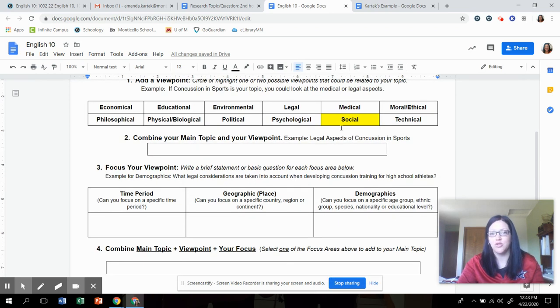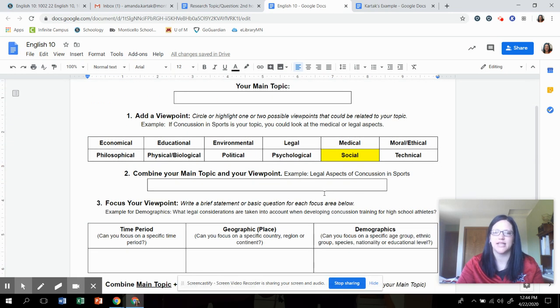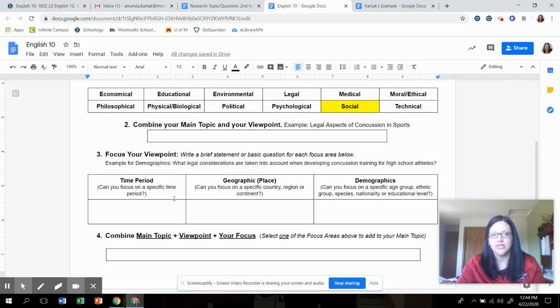And then you're going to add the viewpoint, which is a social aspect. Yes, I understand that there are a bunch of these other things tied into it, but your major focus is that social concept. And then you're going to combine main topic plus that viewpoint. You're going to focus your viewpoint.